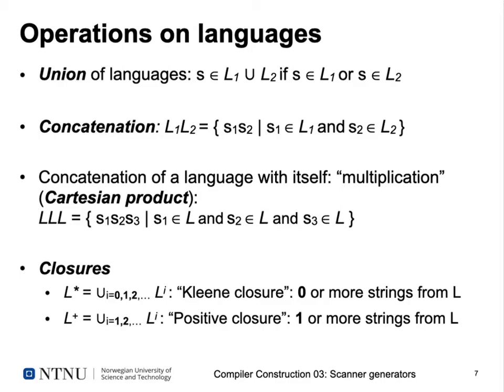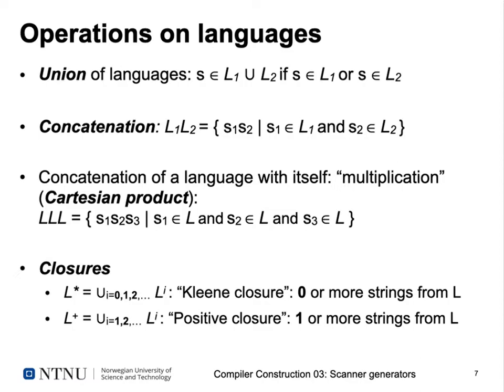In addition, we can have concatenations of languages, just written L1 L2, which is defined as the set of sequences S1 S2, of words S1 S2, where S1 is always part of the first language and S2 is always part of the second language. So we just write two words one after the other, and if the first word is part of L1 and the second word is part of L2, it's also part of L1 L2, this concatenation. We can also have a concatenation of a language with itself.